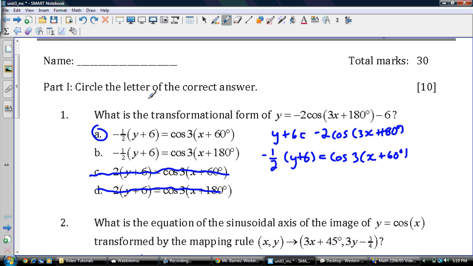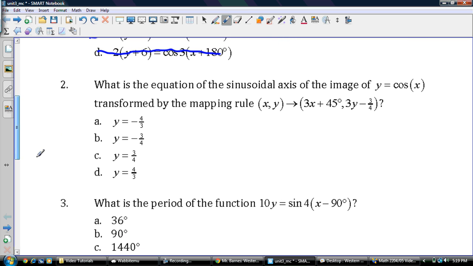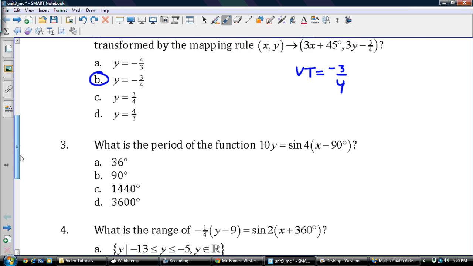Alright, next one. So we got, what is the equation of the sinusoidal axis of the image of y equals cos x transformed by the mapping rule? So you remember your sinusoidal axis is always the VT. So this is your VT here, and it is minus, so the VT is equal to negative 3 over 4, and your VT is always your sinusoidal axis, so the answer for that one would be B. Alright, so far so good.